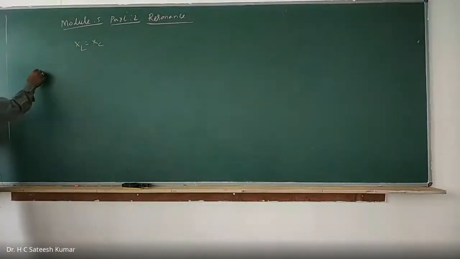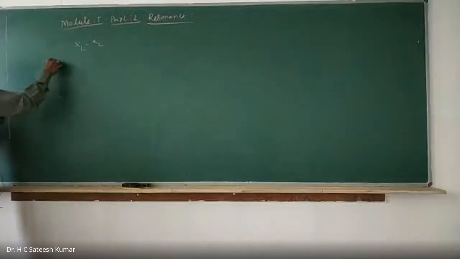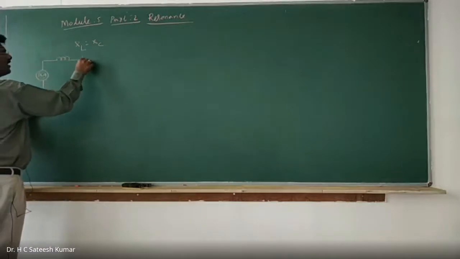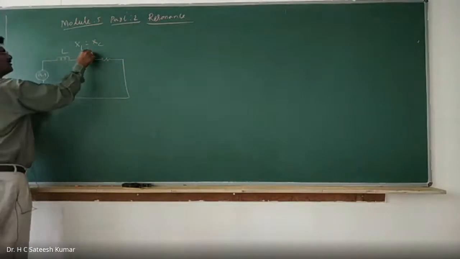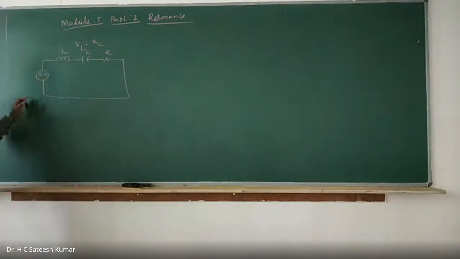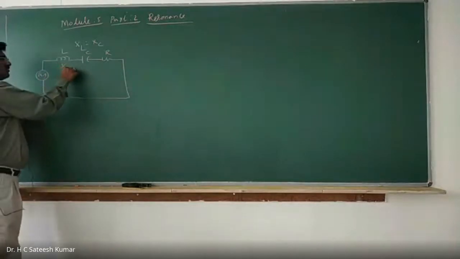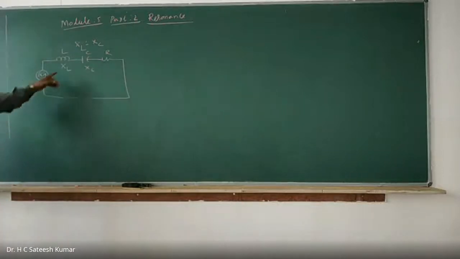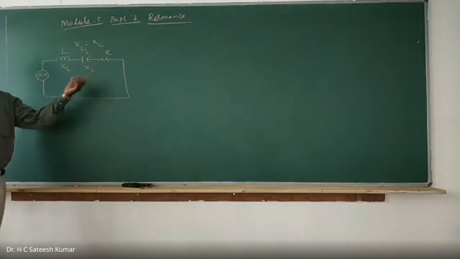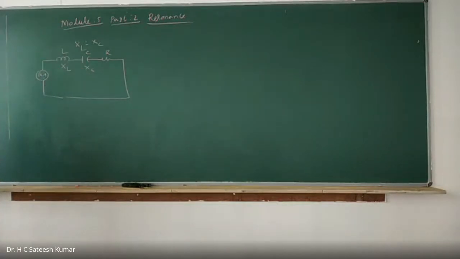Let's say I have a circuit. That means this is an AC circuit. It is applicable only for AC circuits. Let us say I have an inductance, a capacitance, and one resistance, something like this. This is L, C, R. If XL is the inductive reactance and XC is the capacitive reactance, then if XL is equal to XC, that condition we call resonance. That means the circuit is said to be at resonance if the inductive reactance is equal to the capacitive reactance.